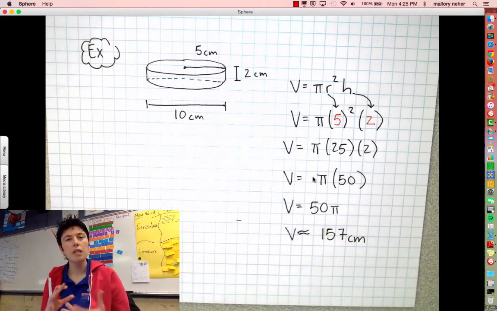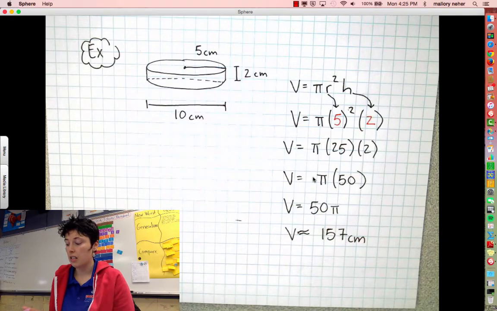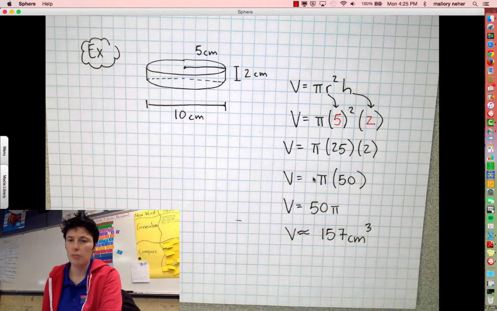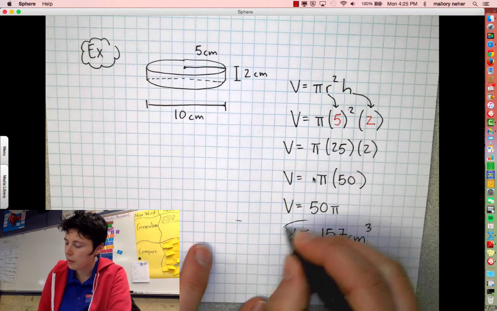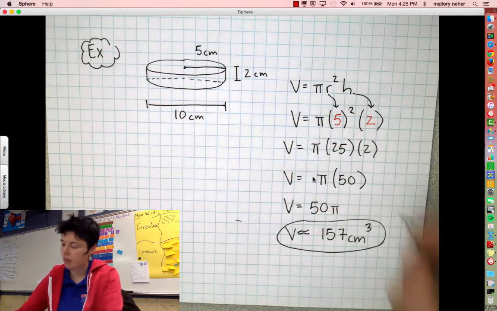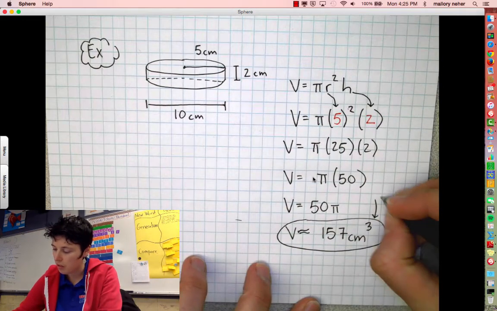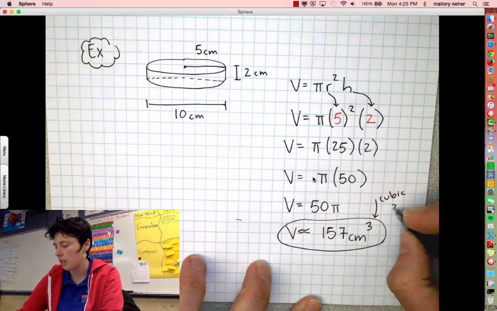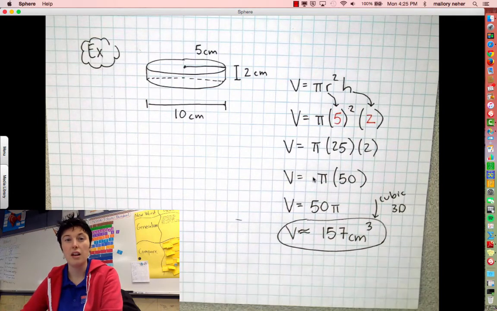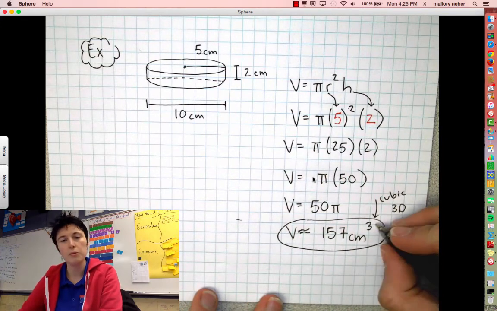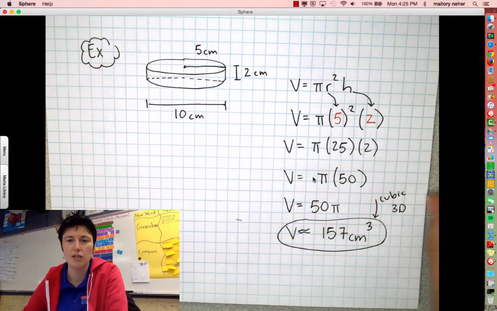And this is a three-dimensional object. It's a 3D object, so it's centimeters cubed. We say centimeters to the third power. Volume is always a measurement of filling up a three-dimensional object. So hence, we always use cubic units. And I always remember that if it's a 3D shape, then I'm calculating volume. 3D makes me think of centimeters cubed. It just kind of helps me remember the cubic units.